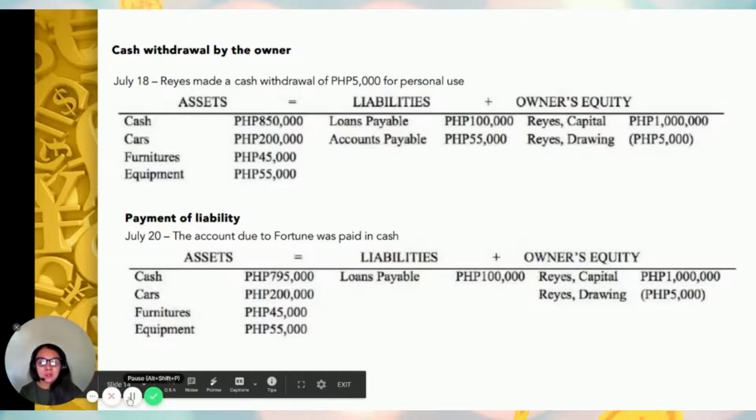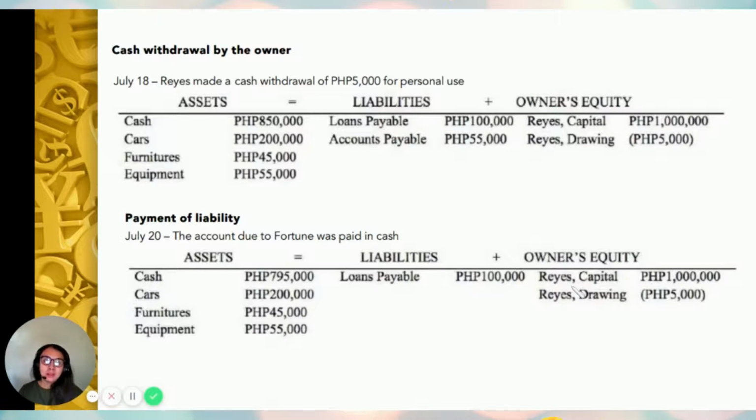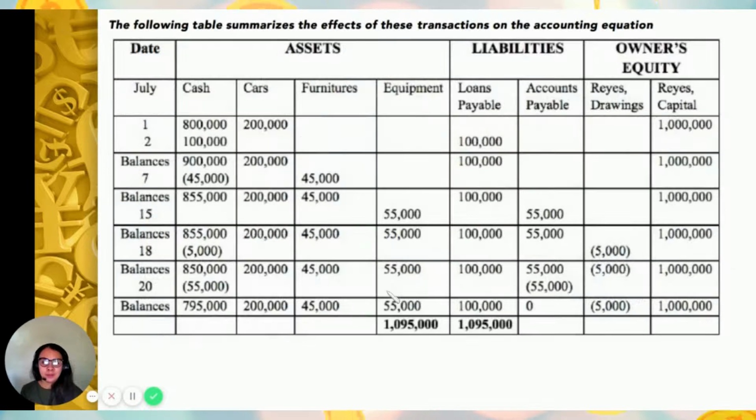Okay, so let's try to compute. Now this side is equivalent to 1,095,000, and the liabilities and owner's equity side is also the same, 1,095,000. That's 1 million plus 100,000 less 5,000. So 1,095,000. Still balanced. Now, this table summarizes the effects of these transactions on the accounting equation.